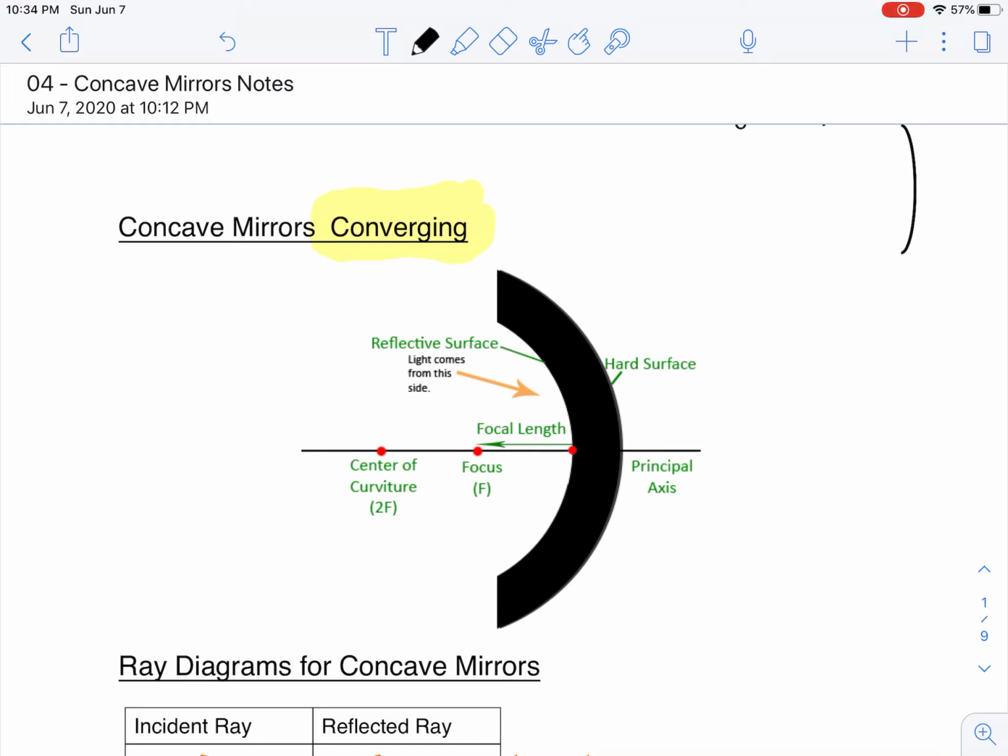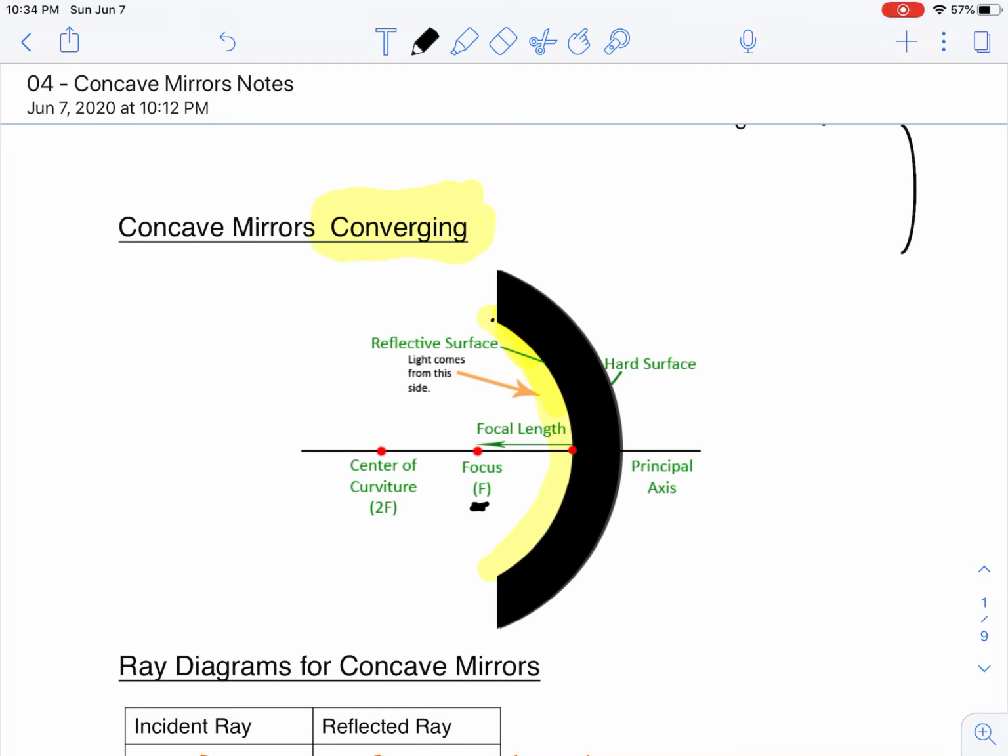Your concave reflective surface caves in away from you. So you can see it here is the reflective surface. The principal axis goes right through the center of the concave mirror. And then you have some other terms. One is called the focus, which we're going to be using when we're doing our ray diagram. So it's a point you're going to be reflecting light through.